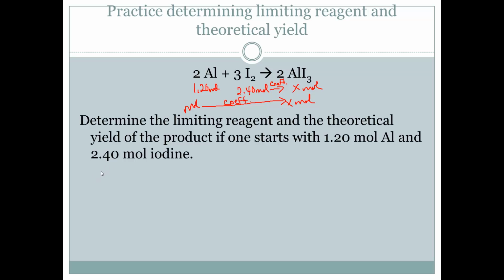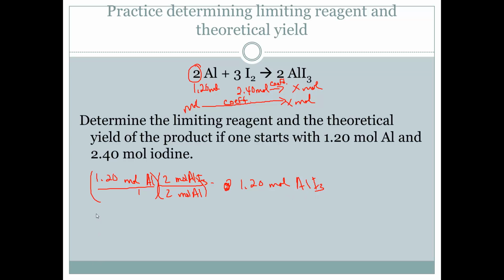So let's start with aluminum. 1.20 moles of aluminum over 1. Moles of aluminum are on top, moles of aluminum will be on the bottom. We use the coefficients, and we're trying to get to AlI3 to be both the same, so that way we can actually compare the two possible quantities. So 1.20 times 2 divided by 2, that comes out to be 1.20 moles of AlI3.